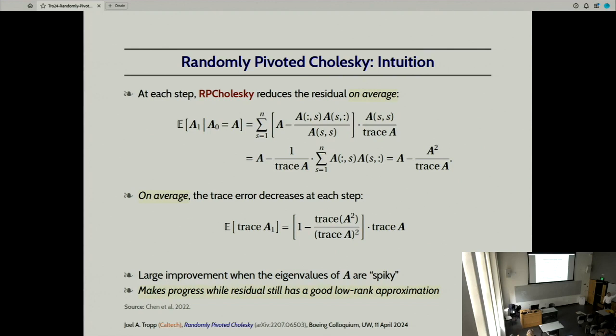Okay, so when the eigenvalues are spiky, the trace of the square is a lot bigger than the square of the trace because some of these guys get amplified a lot before we add them up. Okay? So there's a large improvement when the eigenvalues are spiky, which is to say we make progress in reducing the residual when the residual still has a low rank approximation. Okay? That's why this algorithm works. So long as there's something to find, we're going to find it on average. If we mess up, doesn't matter, we get another shot. Okay? So that's roughly why this method is effective.